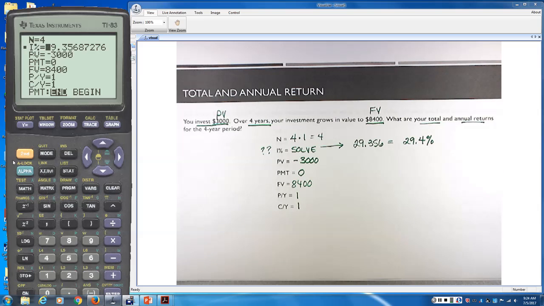So 29.4%. Well, somebody made a really good investment, although if that was a loan, somebody had really bad credit. It kind of depends on if you're on the receiving end or the giving end. Okay, that's the annual return. We want the total return.